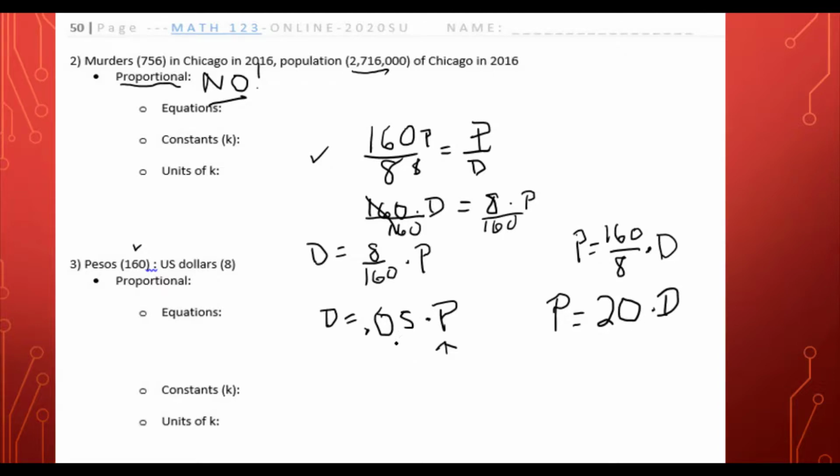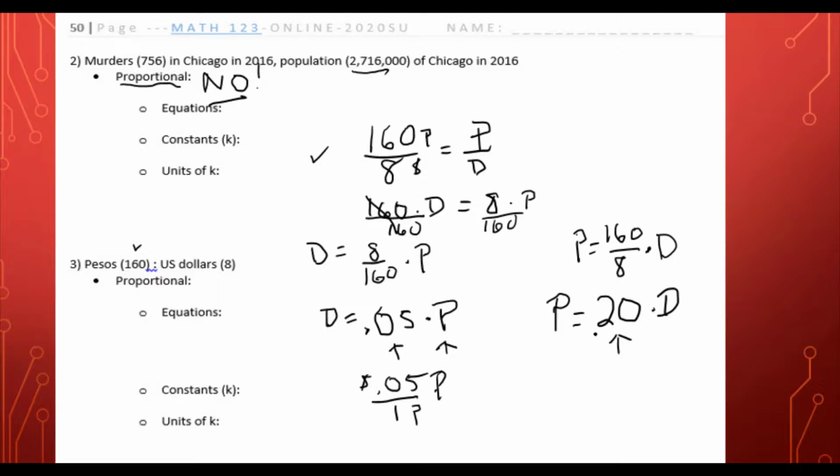So now, the constants. There is the constant here. And there is the constant there. So the constants are 0.05 and 20. Now what are the units? Well, let's look at the units of 0.05. First of all, it's 0.05 over 1. And I'm multiplying it by pesos. So the units are going to be pesos on the bottom and dollars on the top. So for this 0.05, the units are dollars over pesos.